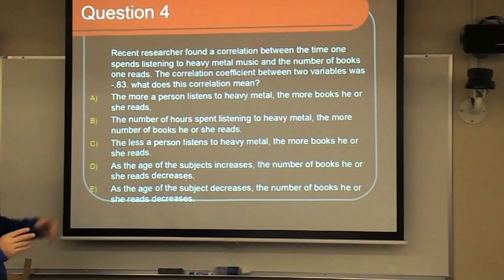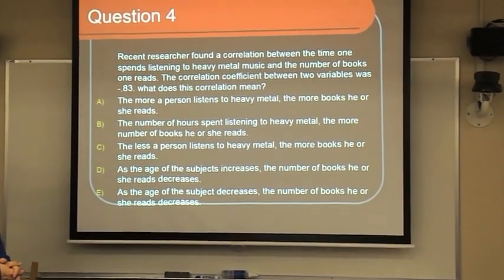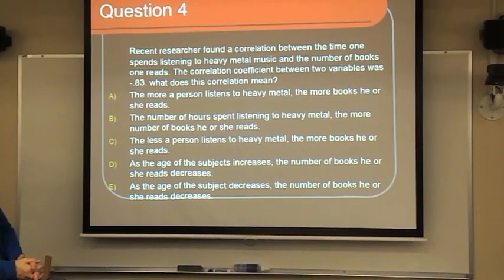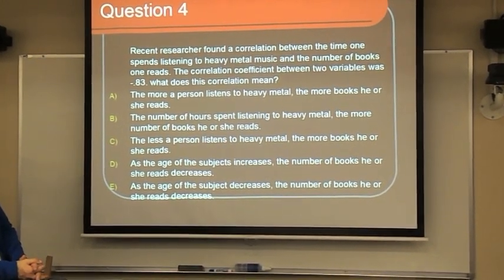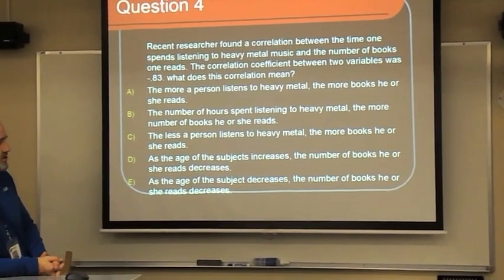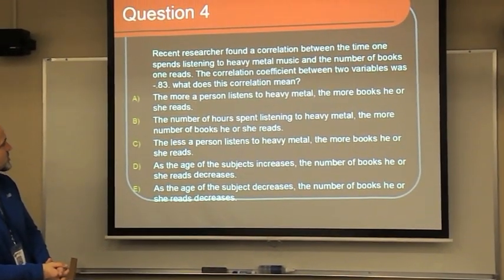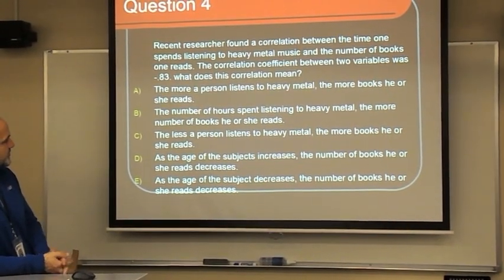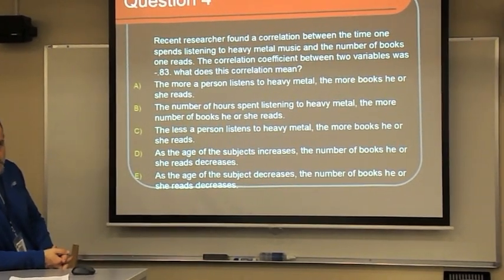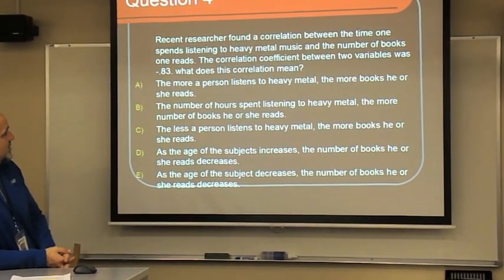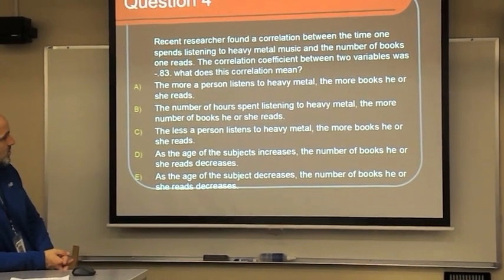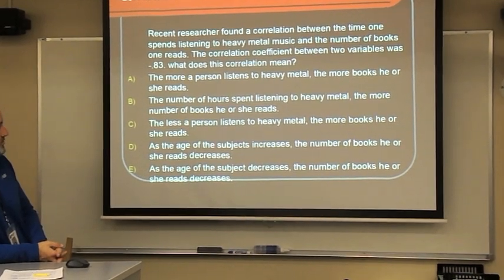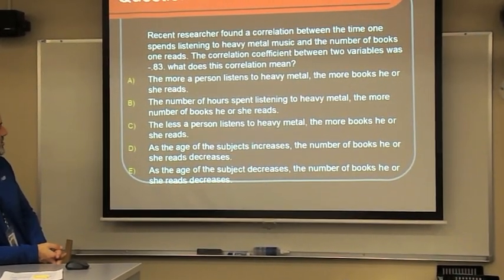Now, let me give you a common question here. Recent research found a correlation between the time one spends listening to heavy metal music and the number of books one reads. The correlation coefficient, remember that's the number, between the two variables was negative 0.83. What does this correlation mean? A, the more a person listens to heavy music, the more books he or she reads. B, the number of hours spent listening to heavy music, the more number of books he or she reads.